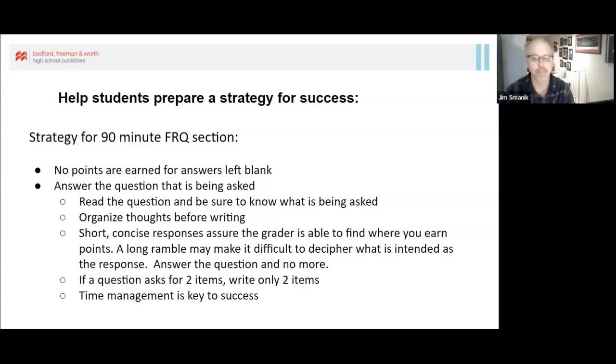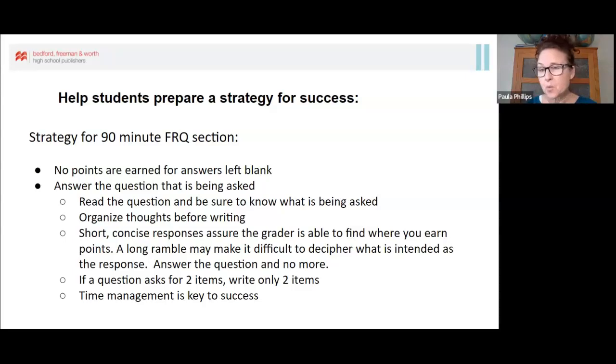That rambling takes time, and especially early on in the new exam, the biggest complaint was I didn't have time to finish. Well, most of the time, obviously, if they don't understand the content, it takes them longer. But oftentimes, it's just they ramble, and they're wasting time because you don't get any points for, oh wow, that's a really nice answer. So if the question asks for 2 items, only write those 2. And once again, like I said, time management is the key to success.